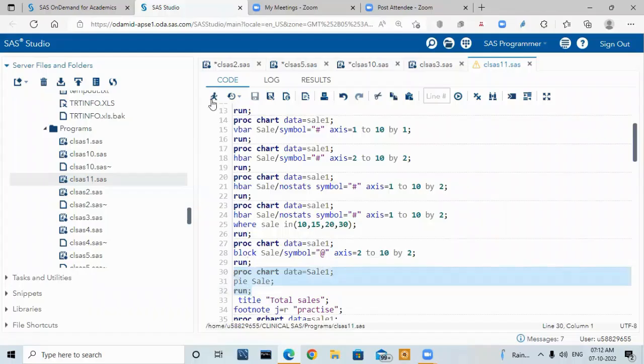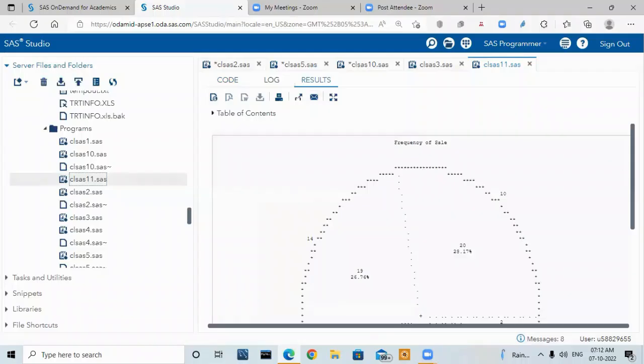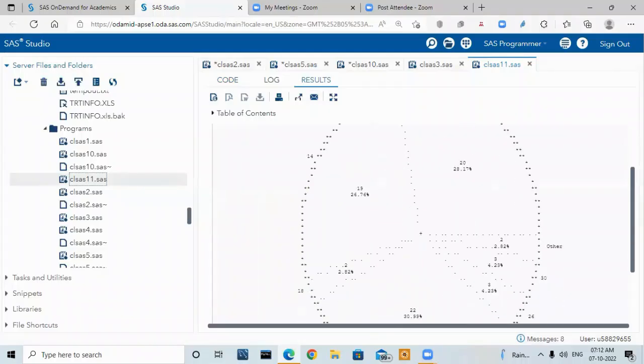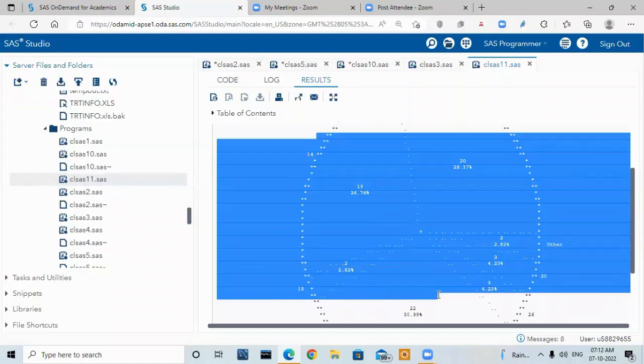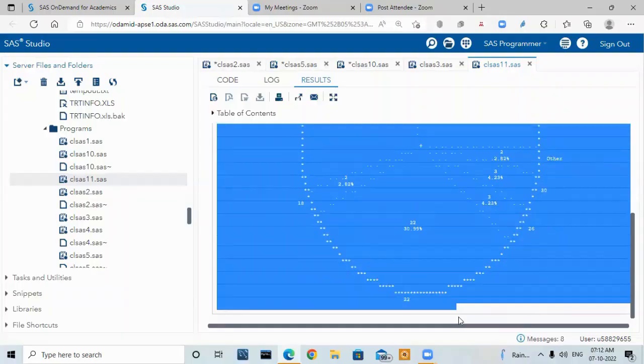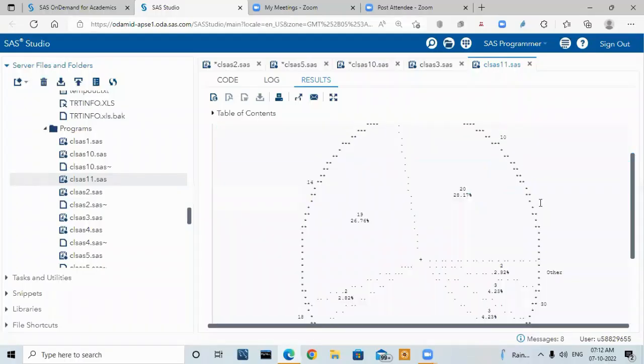I am just using this program. Let us see the result. See here you got the result in the form of a pie. So pie means what here? It's a circle. Pie means it is in the form of a circle. Here the symbol we have used is asterisk. Automatically it has taken the asterisk as a default. So you can see here, this is the pie chart.